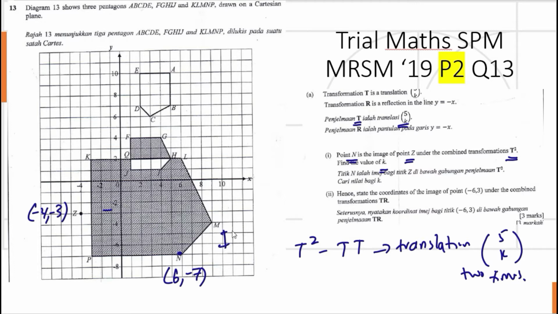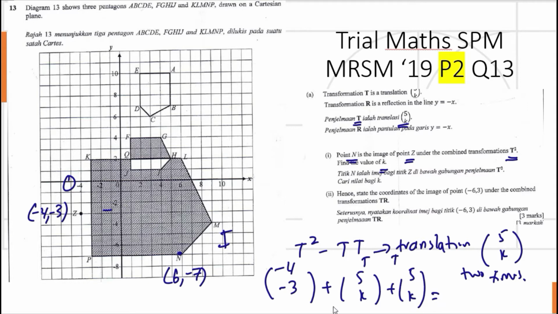So this is the image and this is the object. So the object undergoes translation 2 times. So here negative 4, negative 3 is the object, plus 5 over K, plus 5 over K, translation T. So you see here negative 4 plus 10, 5 plus 5 is 10, we get 6. And then negative 3 plus 2K.